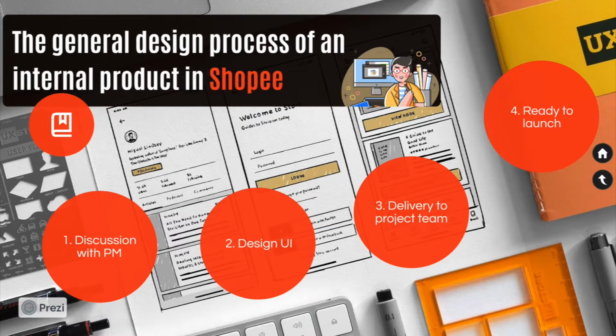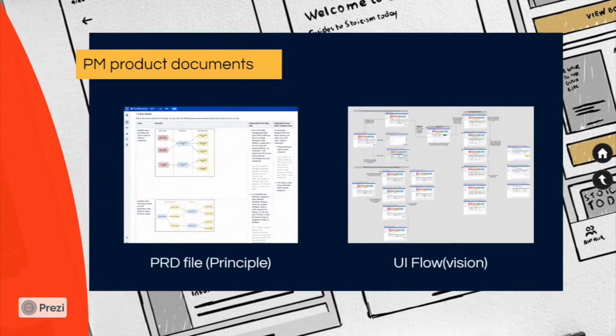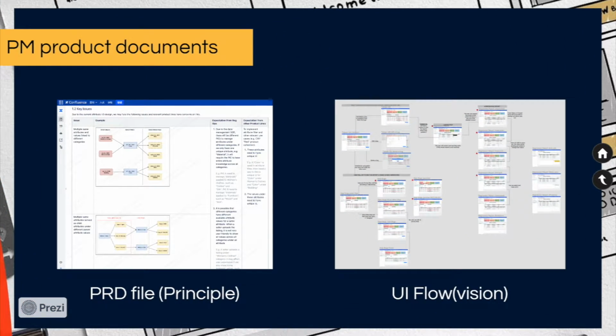Okay, now let's start by looking at the first point, discussion with PM. In the first meeting, the PM will introduce the background of the product with the PRD file. I think everyone knows what the PRD file is. Then the PM will introduce the UI flow draft. It will convey the vision of the product.